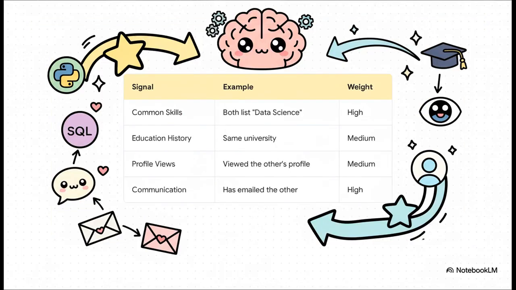And again, just like that reputation score, not all clues are treated equally. The patent lays out this whole weighting system. So, for example, if you both have data science listed as a skill, or if you've emailed that person before, that's a huge signal, a high weight signal. But attending the same college, or maybe you just viewed their profile once, yeah, that's still a signal, but it doesn't carry nearly as much weight.